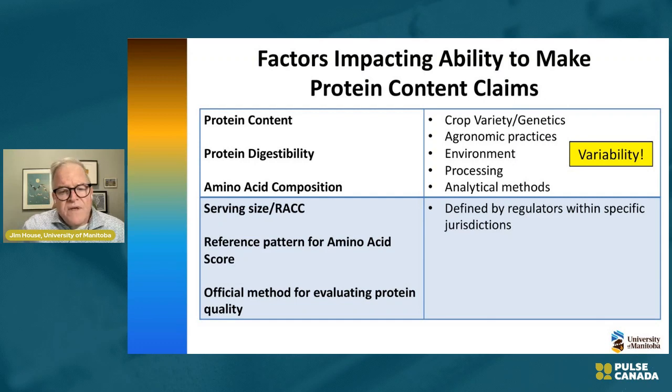And if you're going to be able to understand how variability impacts protein quality or the ability to make protein content claims, you need methods that are robust, but also that are practical. And for all intents and purposes, the use of a rodent bioassay is not practical for determining the digestibility and the multiple sources of variability that exist. There are other components that influence the ability to make protein content claims, but these, as I mentioned, are defined by the regulators within specific jurisdictions.